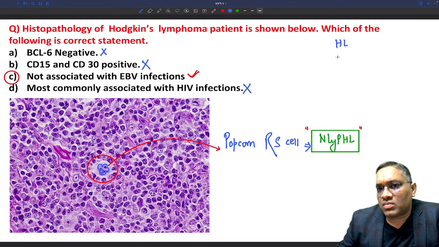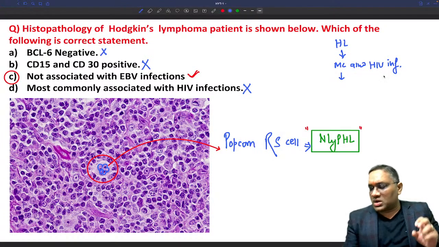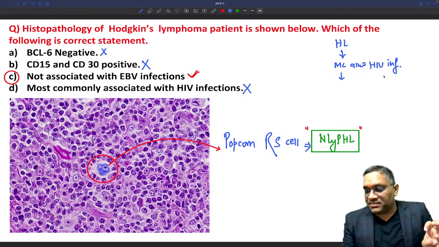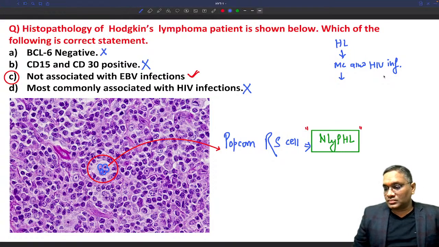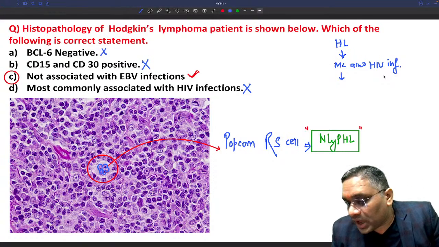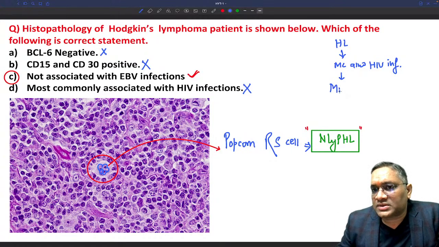Which Hodgkin's lymphoma is most commonly associated with HIV? Can you tell me in the comment box? Which is most commonly associated with HIV infection? Lymphocyte predominant, lymphocyte poor, or mixed cellularity? Which one? Very good. Anurag has given me the first correct answer. Mixed cellularity. HIV infection is most commonly associated with mixed cellularity.